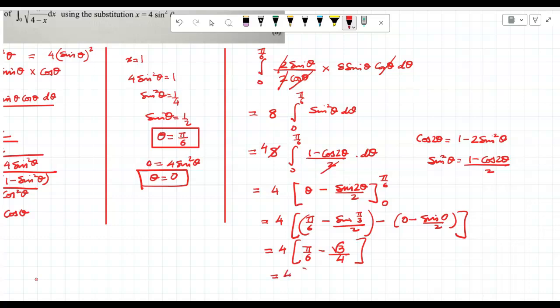So this is 4 times, we can take the LCM, 12. 6 2s are 12, 4 3s are 12. Correct. So this cancels, and we get 2 pi minus 3 root 3 upon 3. So that's the answer.